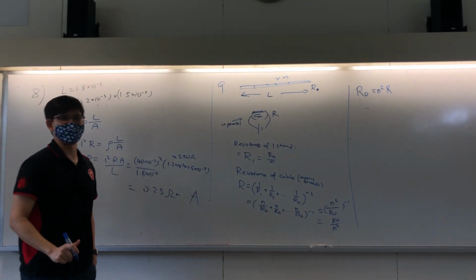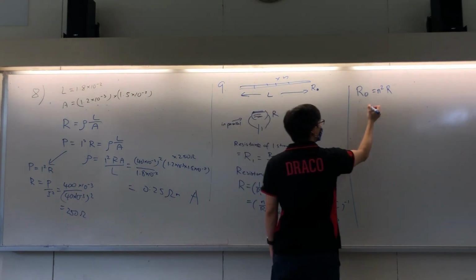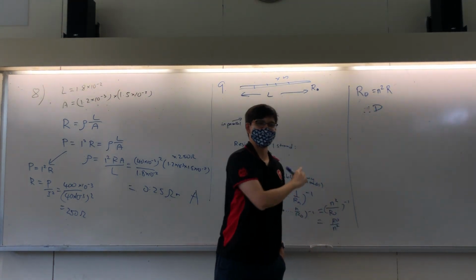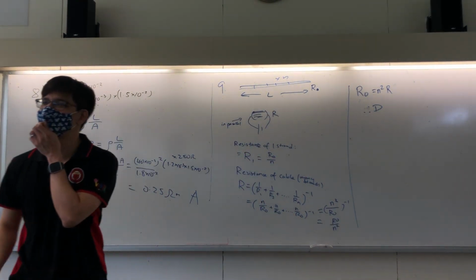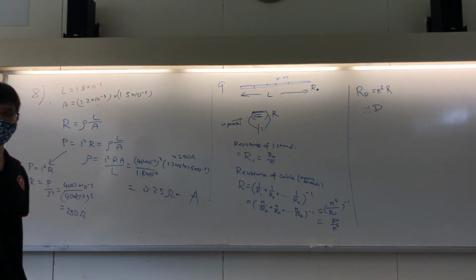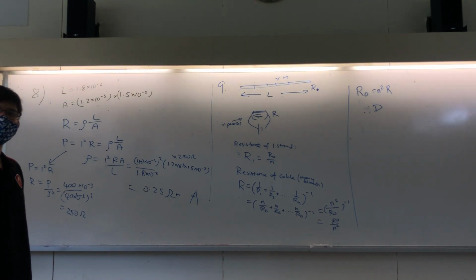So this one should be D. It's a bit complicated, but if you draw a diagram and create variables to solve it, actually it's a lot easier. I use R equals ρL over A. I got it. So what do you do?